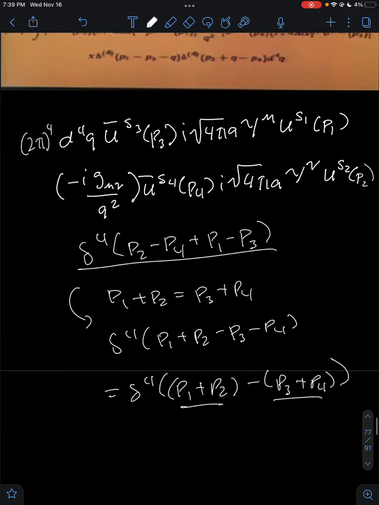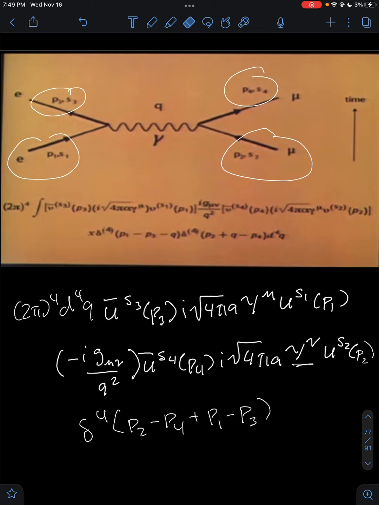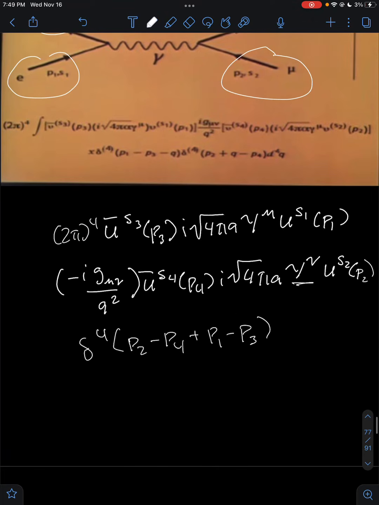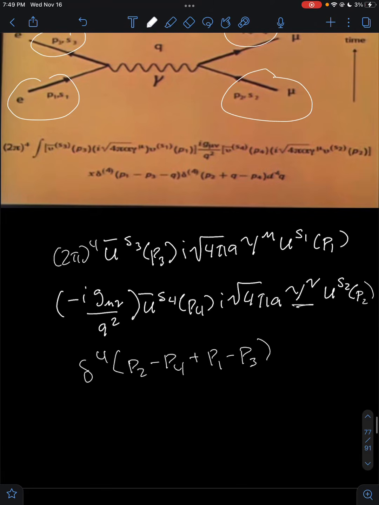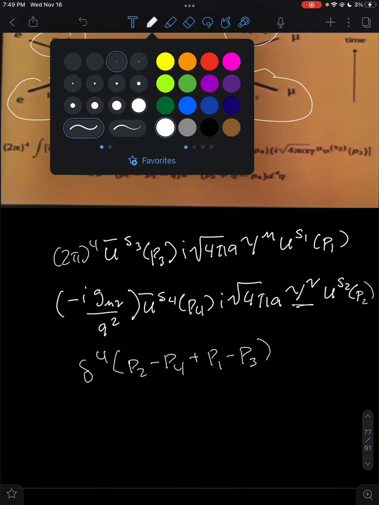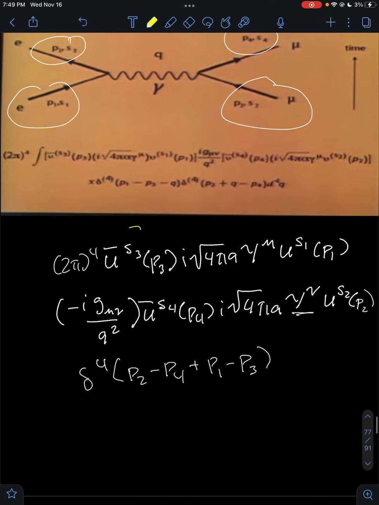And this makes logical sense. Also, that d^4q should go away since we've already done our integral. So we now have this over here, and this is our answer after we've done our integral. Now, in Feynman diagrams, the part that we are usually interested in is what's on the inside.